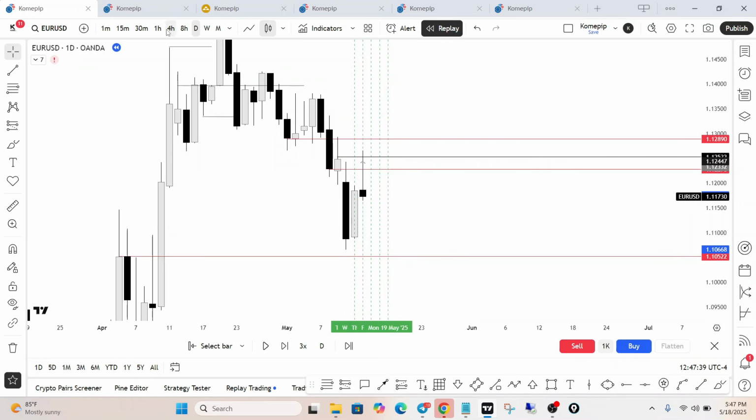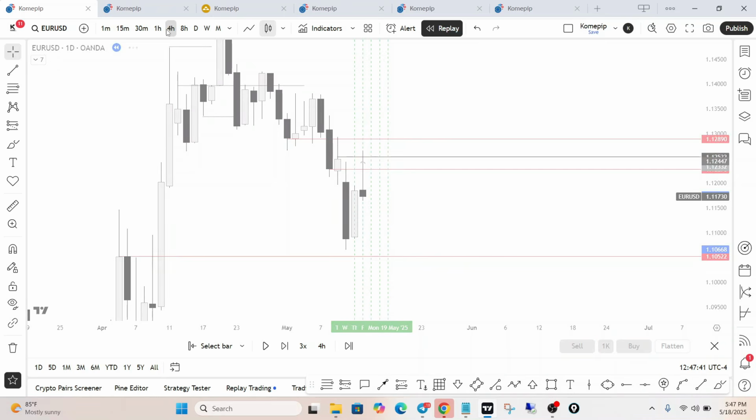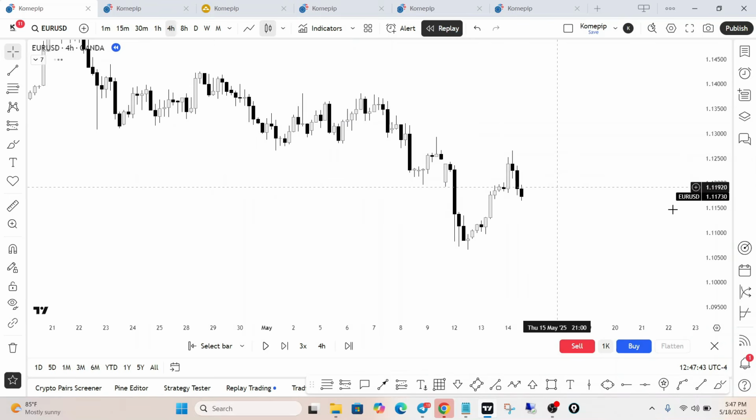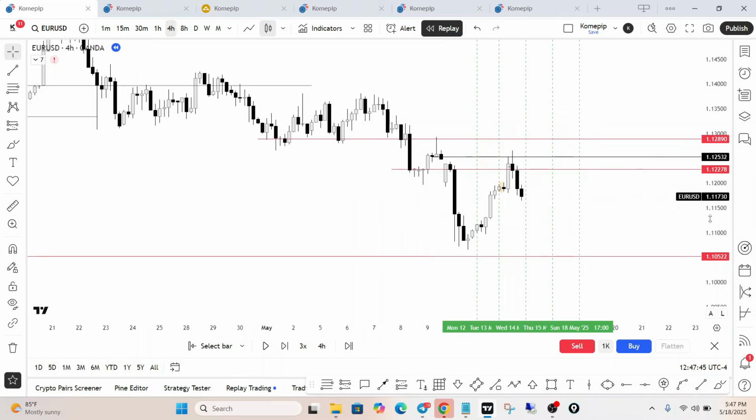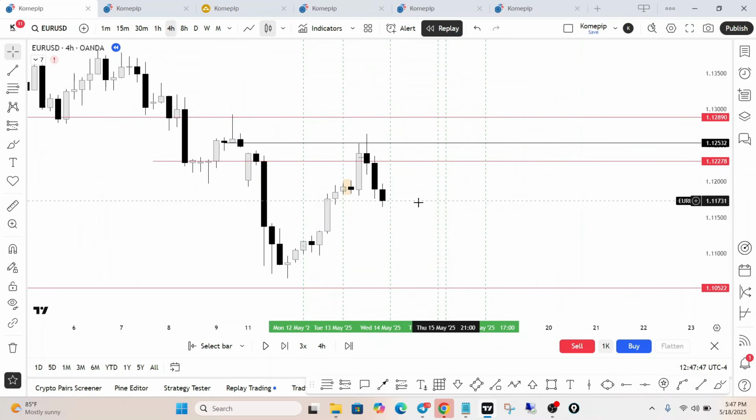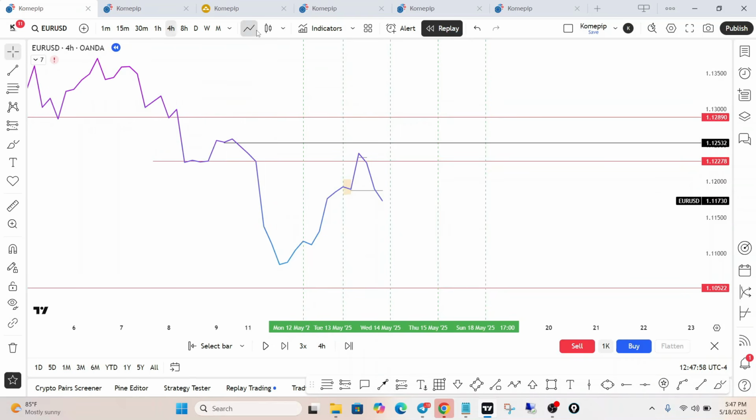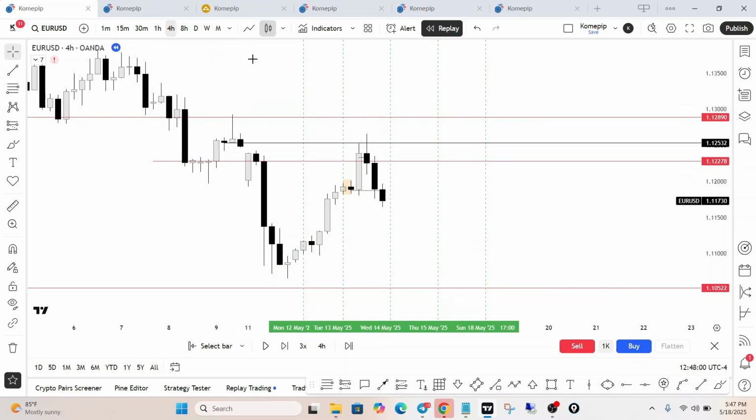So we confirm that rejection on the 4 hours. Do we have a break on the 4 hours? Of course, we already have a break. This is the break. This is the break of structure. We have a break of structure right there, right? So price did what? Broke the V shape. All right, look at that, right? That's exactly what price did.